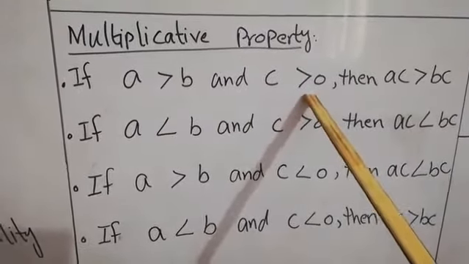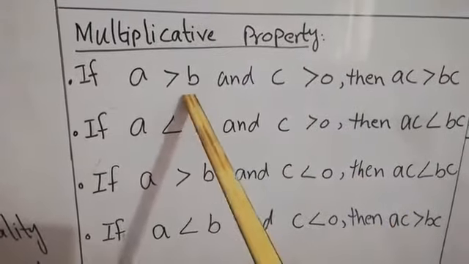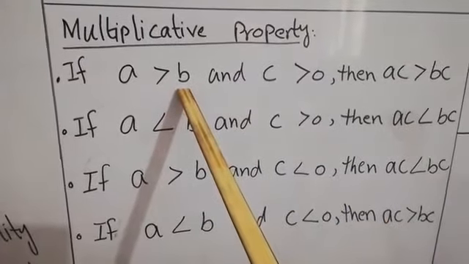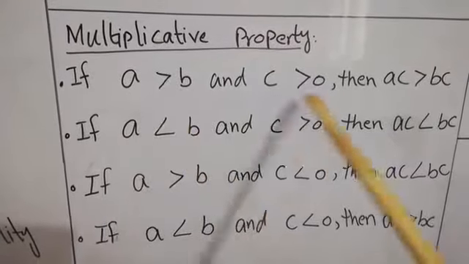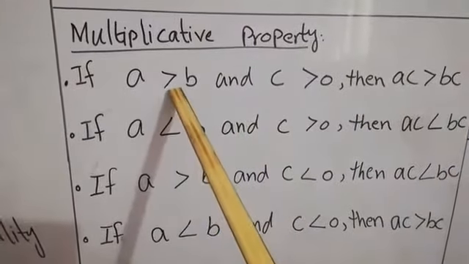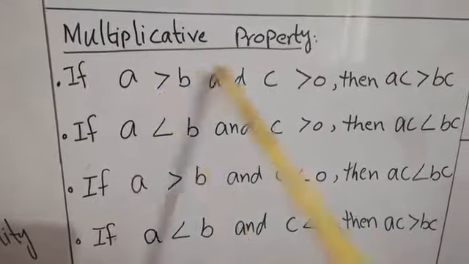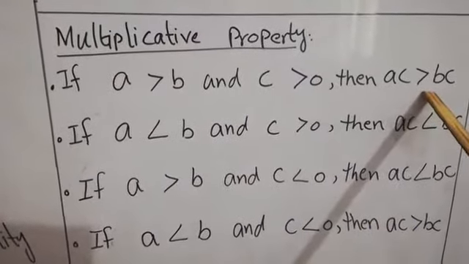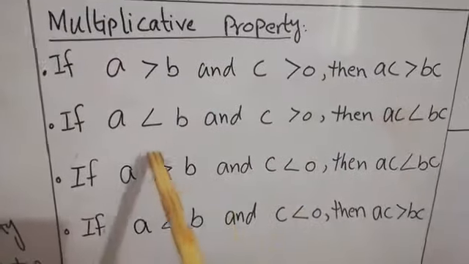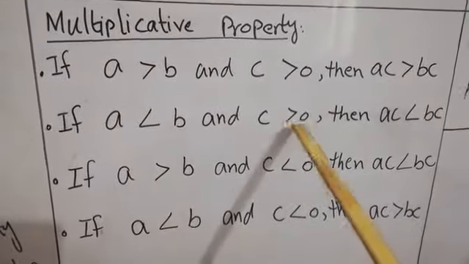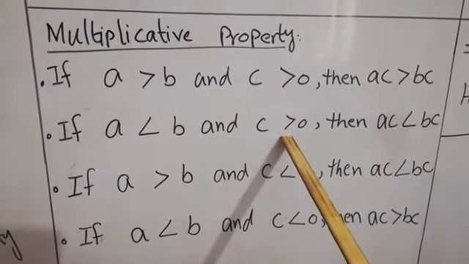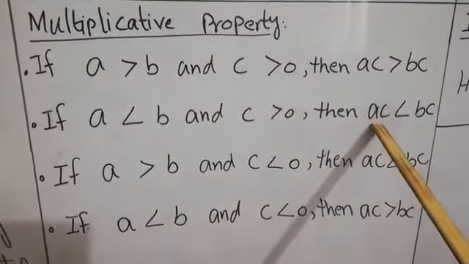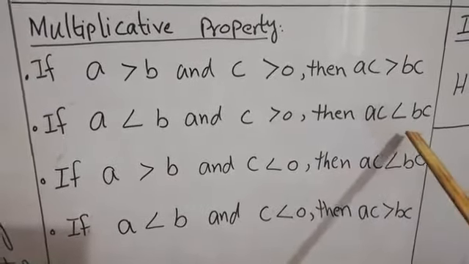In that case, whenever we multiply these 2 numbers with the third number, their product has the same sign. There is no change in the sign. If A is greater than B, then their product is also greater, in this form, same sign. And if A is less than B and C is positive, means the third number is positive, then it is also the same: AC is less than BC.